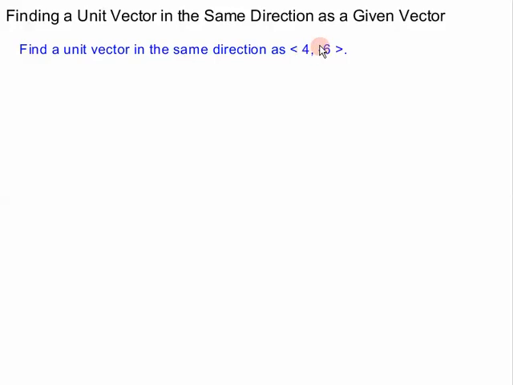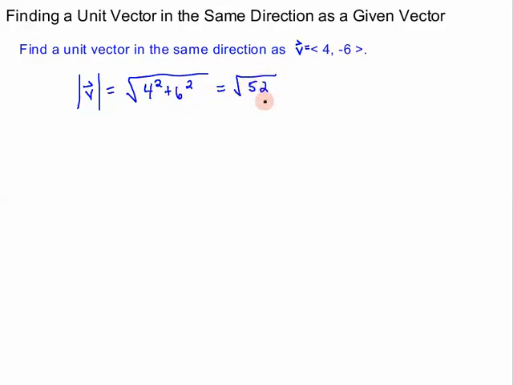So if I want to find a unit vector in the same direction as the vector 4, -6, without even drawing a picture, let's call this vector v. Okay, so let's give it a name so we can refer to it. Well, the magnitude of vector v is the square root of 4 squared plus 6 squared, which is 16 plus 36, so it's the square root of 52.